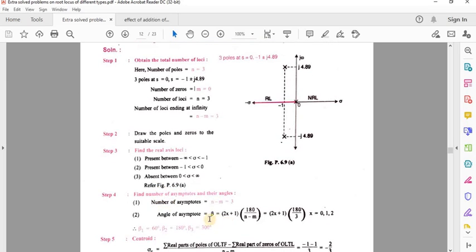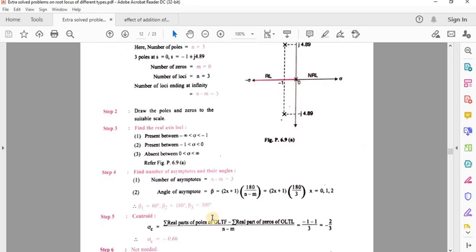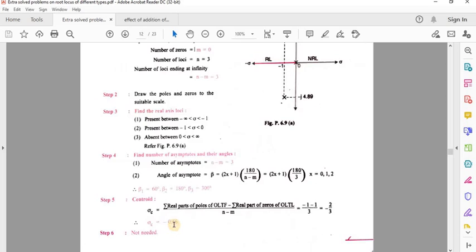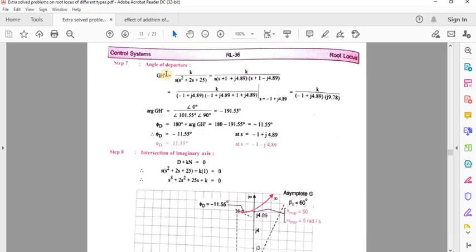The number of asymptotes is 3, so there are 3 angles of asymptote. Then the centroid is minus 0.66. The breakaway point is not required because the poles are complex. Whenever poles are complex, you do not need to find the breakaway point, because there is an angle of departure. We have to take the angle for the root locus from the angle of departure.